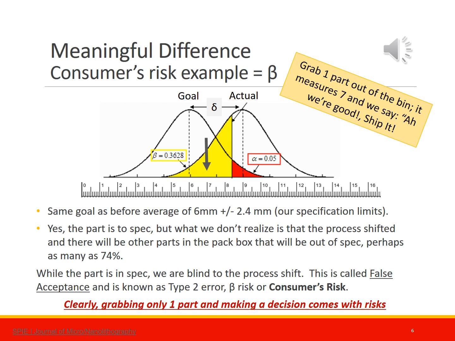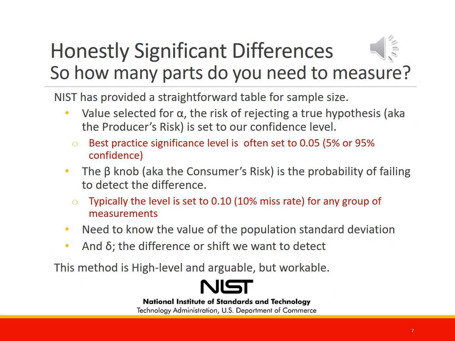Now this topic will be covered in greater detail in your Probs and Stats class, but the concept here is important in order for you to have a high level understanding of meaningful differences in measurement. So clearly, grabbing one part, measuring one part, and making a decision utilizing one part comes with risks. And so now the question of how many parts you need to measure is a good one. We saw from the preceding example that a sample size of 1 did not capture the risk of missing important variation. Didn't cover it, right?